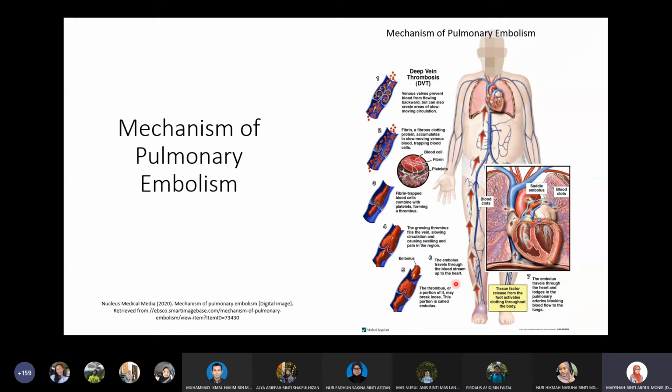It travels through the bloodstream up to the heart. Going from the lower limb, it goes to the heart, as you can see, and enters the circulation and goes into the pulmonary arteries. Here you can see a cut open section, this is what we call a saddle embolus. It can go within the lung tissue, and also become small emboli in the pulmonary vessels.